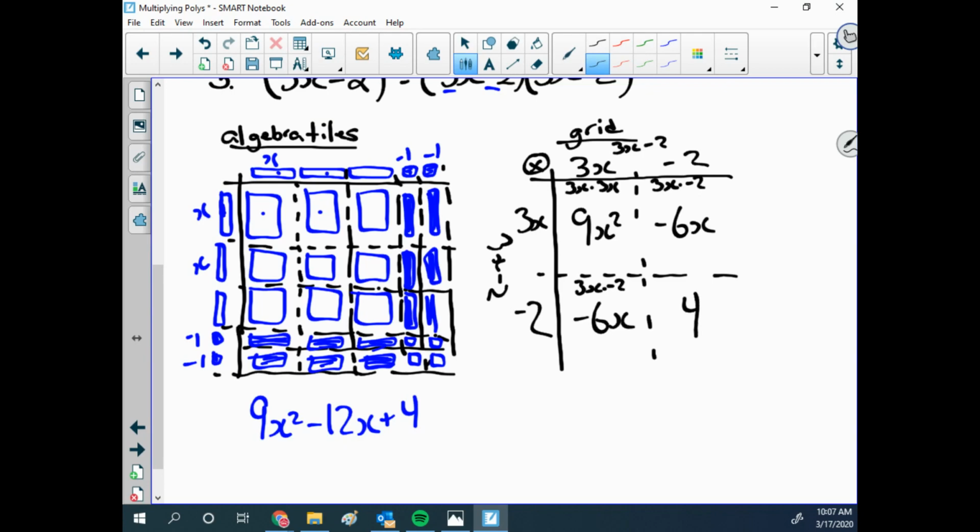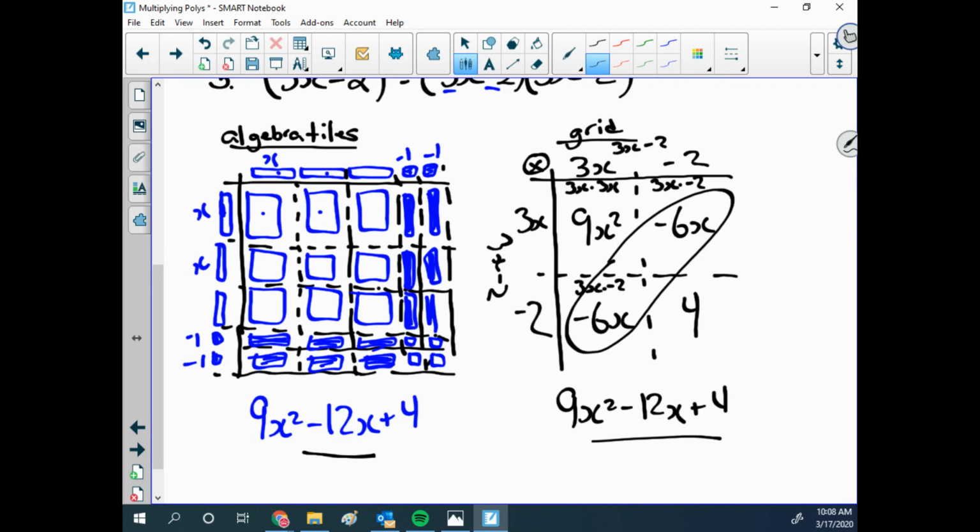Then I should summarize those the same way that I did over here and hopefully get the same answer, because I'm multiplying the same question, which is 9x squared. And remember, if you're using a grid, usually your like terms are on the diagonal, so you can combine them. So that's -12x and plus 4. And regardless of which way I do it, I'm going to get the exact same answer.